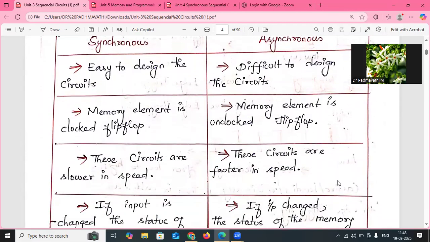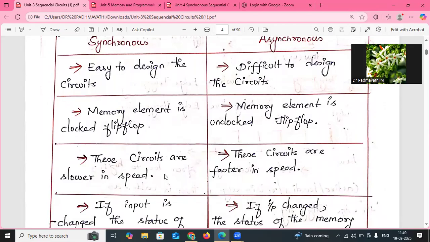Synchronous circuits are faster in speed, whereas asynchronous circuits are slower, because here each and every flip-flop is an unclocked flip-flop, and the output of the first flip-flop may be given as the input clock pulse to the next flip-flop. So that's why it is slower in speed.